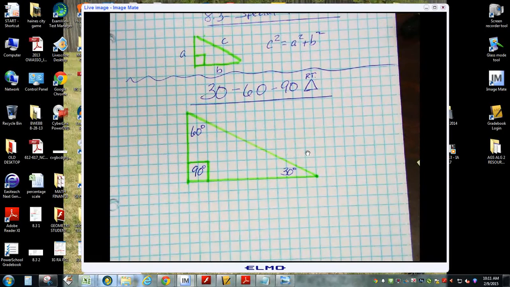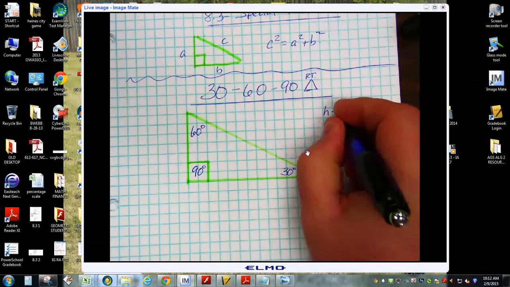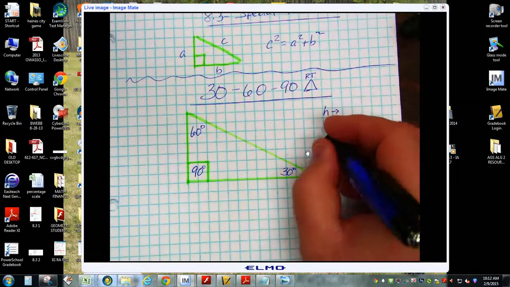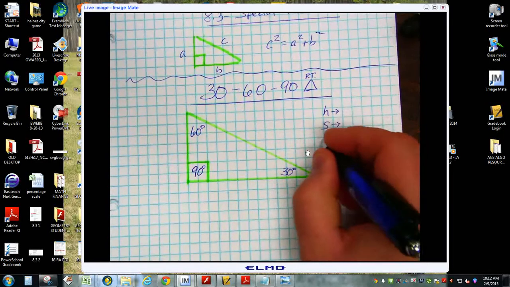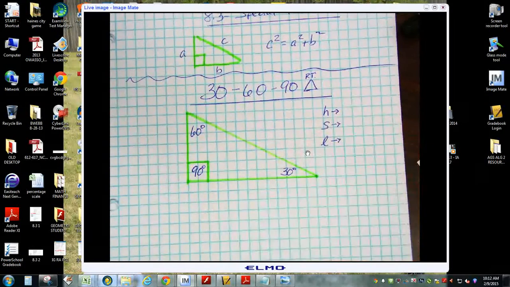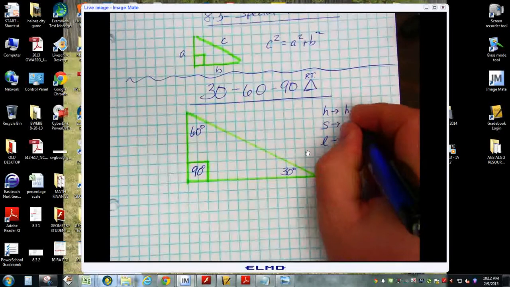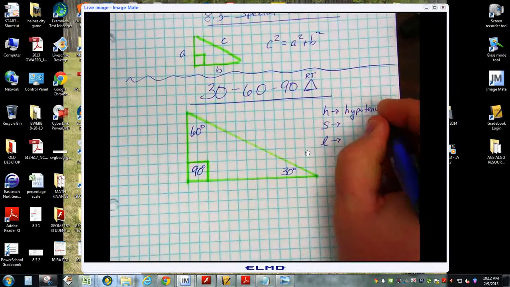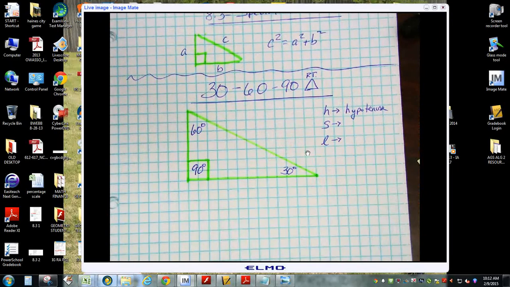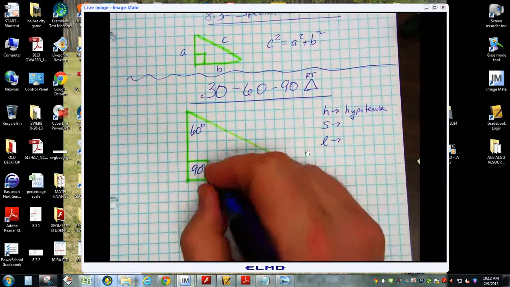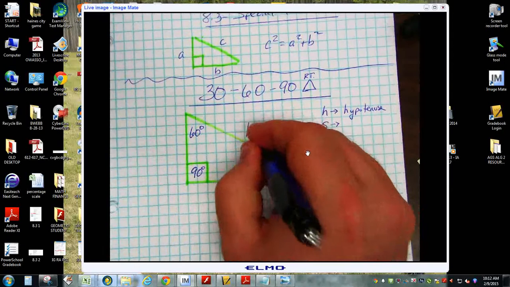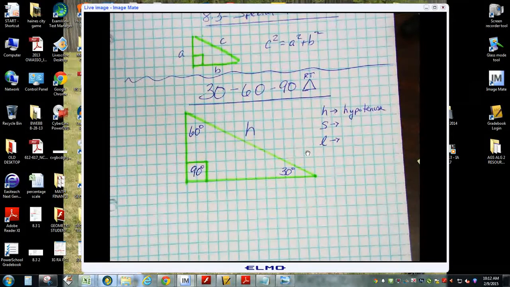The first thing you always do when doing these, and this is what I want you to do in your homework, is identify which one is H, which one is S, and which one is L. Now, what does that mean? What do you think H means? How do I find the hypotenuse? It's whatever the right angle is, directly across. So this right here would be my H, correct? Is everybody okay with that?